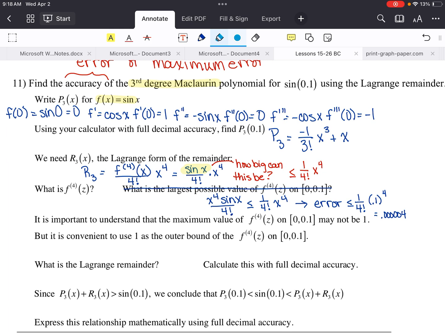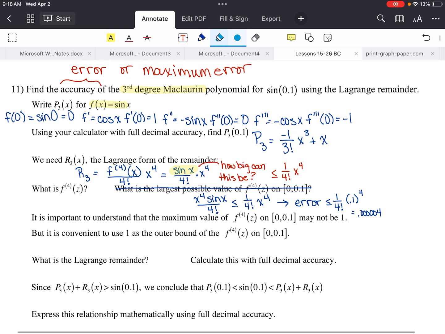So I've got a third degree. I want to estimate sine of 0.1, and I want to know how far off I might be. I'm not asking you what is the sine of 0.1. I'm asking you, if I do a third degree Maclaurin, how far off could I be? How accurate is this? What is the possible error? What is the maximum error that I could have if I do a third degree?